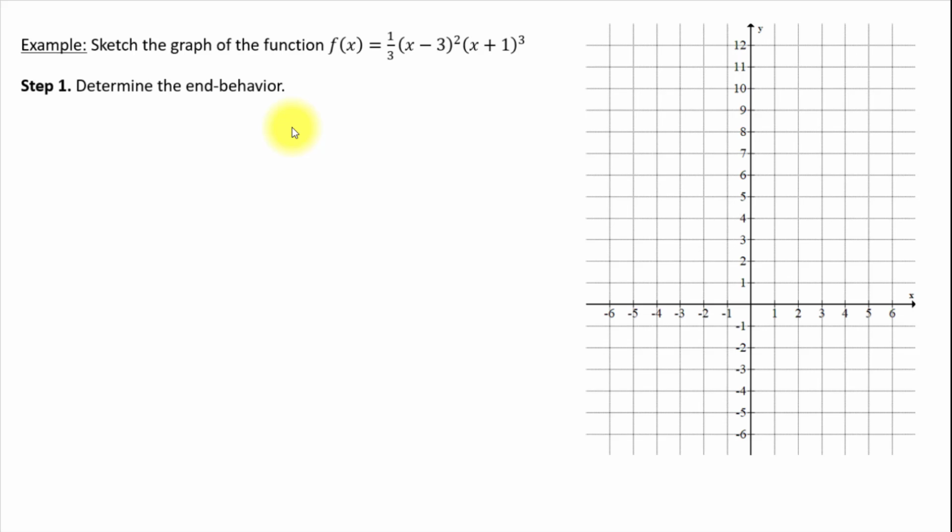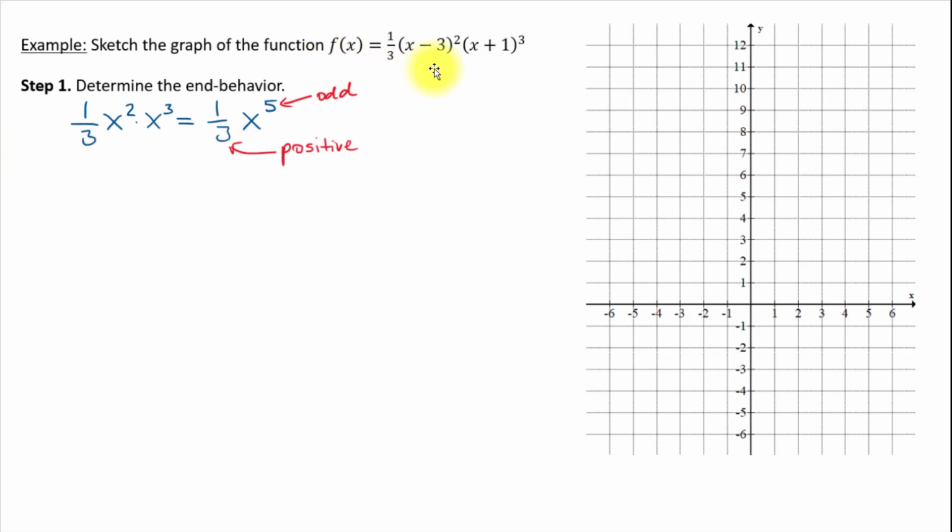To determine the end behavior, we need to know the highest power of x in this function, or in other words, the degree of this polynomial. And we need to know the sign of the leading coefficient. In this case, if we expand this expression by performing the operations, 1/3 will still be the coefficient, and the highest power of x will be obtained by multiplying x squared by x cubed. In other words, the leading term of this function is 1/3 x to the 5th power. So the highest power of x in this function is 5, which is an odd number. The leading coefficient is positive.